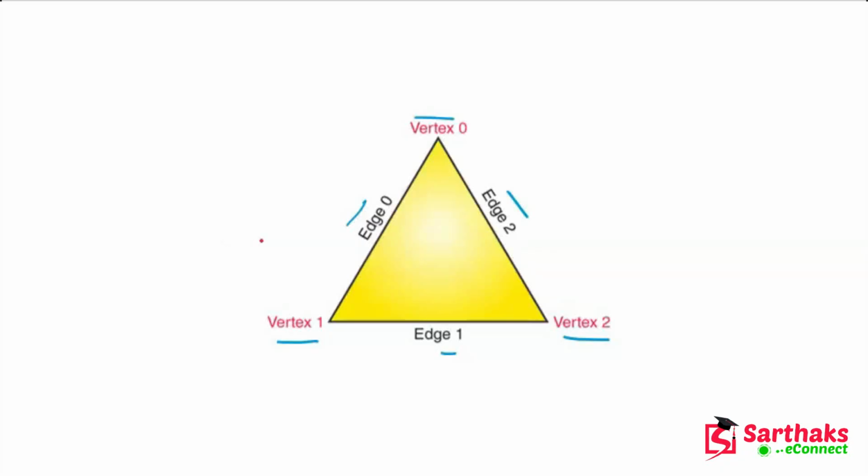A triangle is a closed two-dimensional shape. It has three sides, and all the sides are made up of straight lines. If you observe, this side is a straight line, this is a straight line, and this is also a straight line. The point where two lines join is the vertex. Hence the triangle has three vertices and each vertex forms an angle.